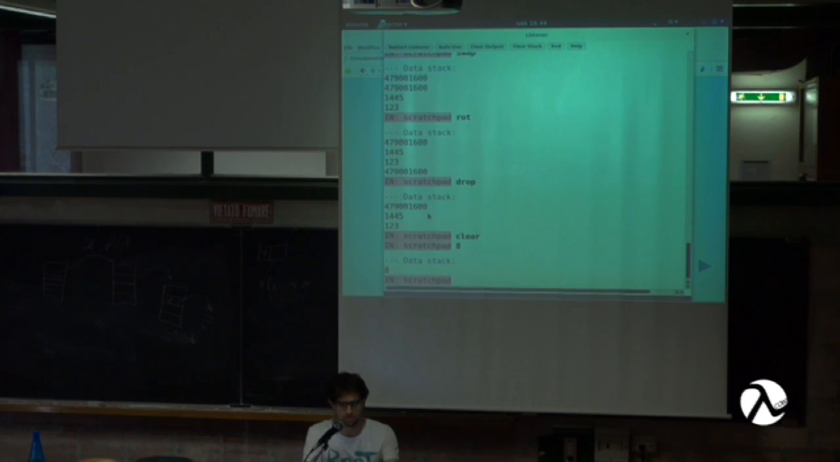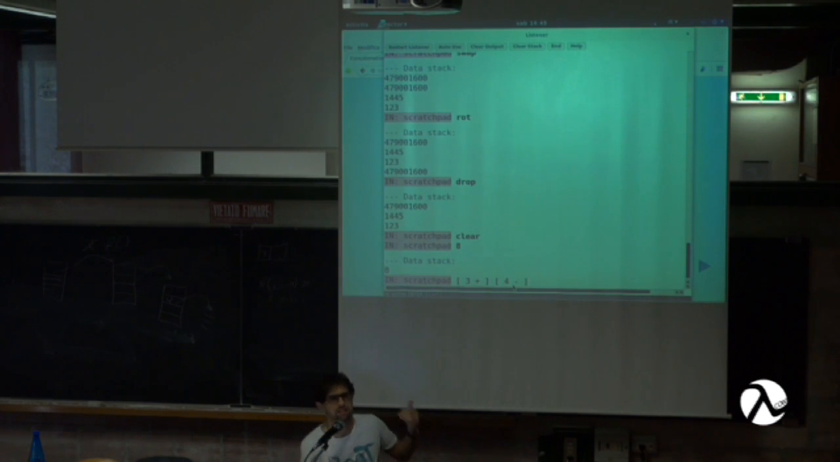And I want to sum 3. But I also want to subtract 4. These are two quotations. The first contains the operation of summing 3, and the second contains the operation of subtracting 4. Of course, you see that arithmetic is a little inconvenient in Factor because of the way it is done.